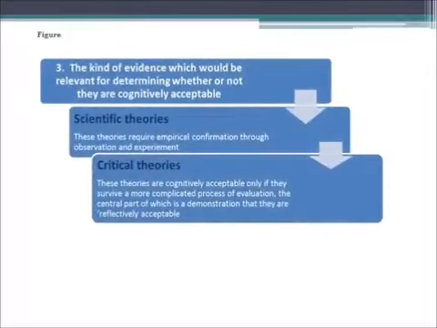And the third is the kind of evidence which would be relevant for determining whether or not the theories are cognitively accepted. Scientific theories require empirical confirmation through observation and experiment. Critical theories, on the other hand, are cognitively acceptable only if they survive a more complicated process of evaluation, the central part of which is a demonstration that they are reflectively acceptable.